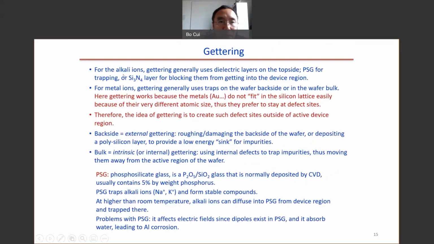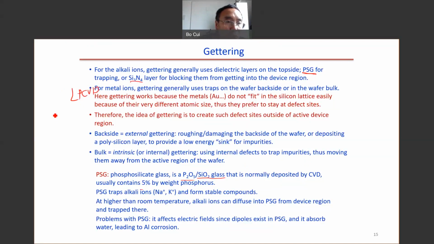For the alkaline ions, the gettering generally uses a dielectric layer on the substrate. For example, we can use the PSG to trap those alkaline ions, or we can use silicon nitride to block them from getting into the device region. PSG means phosphosilicate glass. That means the glass contains 5% of phosphorus. So this is called the PSG. It's done by the LPCVD. It's coated by low pressure CVD.